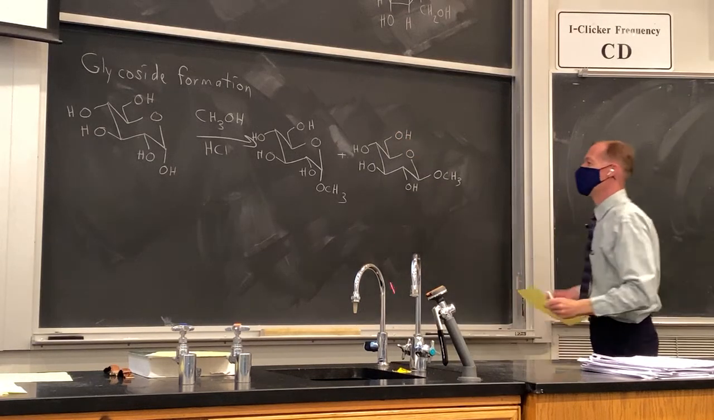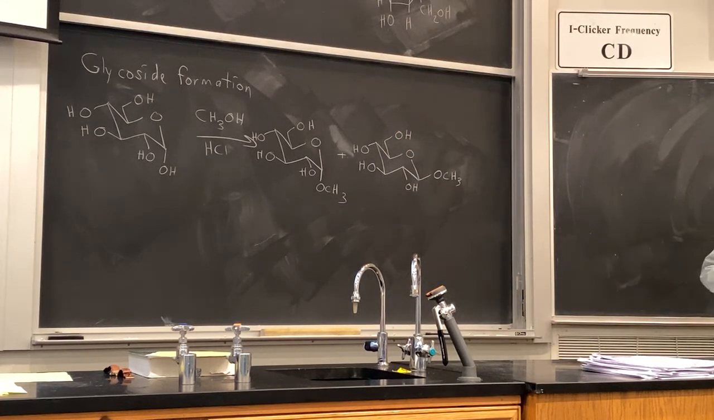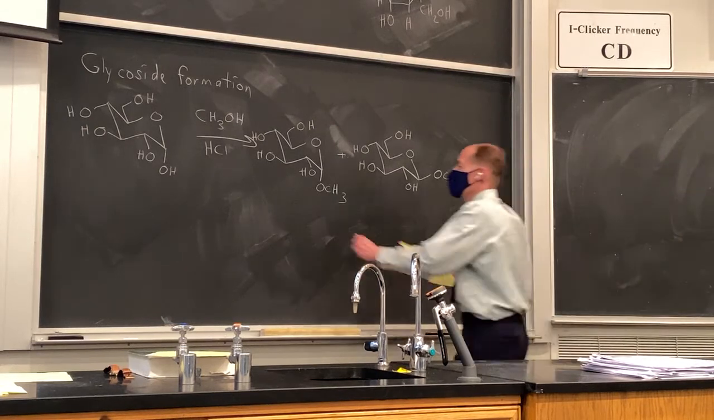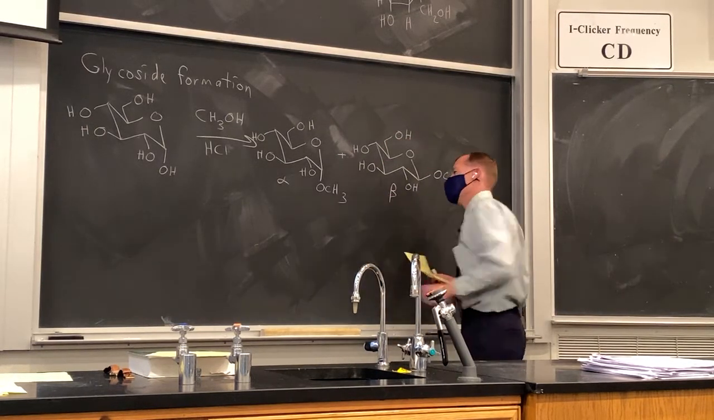So glycosides are ethers at the anomeric carbon, which means that this functional group is now called an acetal. A hemiacetal has an ether and an alcohol attached to the same carbon, whereas an acetal has 2 ethers attached to the same carbon. So converting a hemiacetal to an acetal is converting a monosaccharide into a glycoside. A glycoside is an acetal at the anomeric carbon. And so this would be alpha and this would be beta.